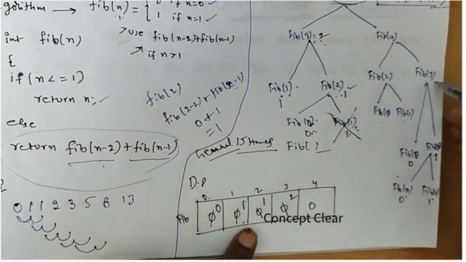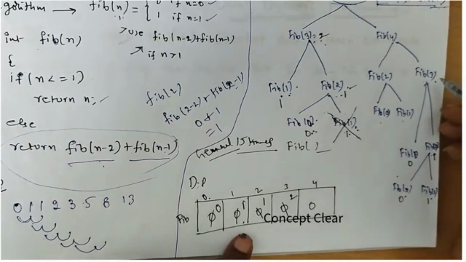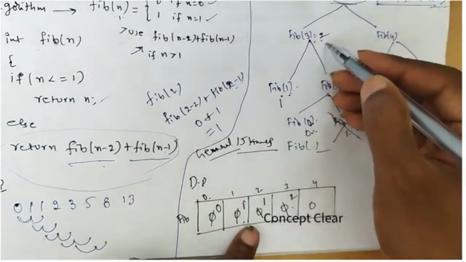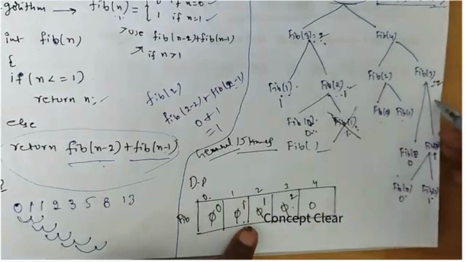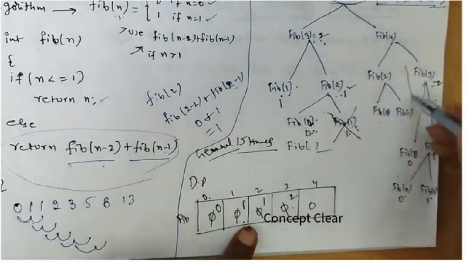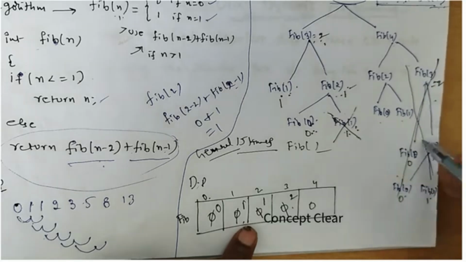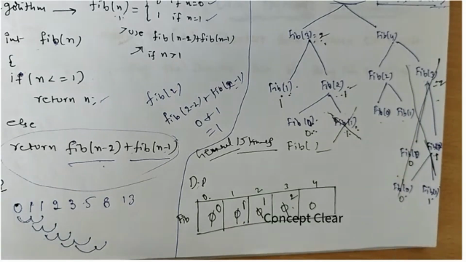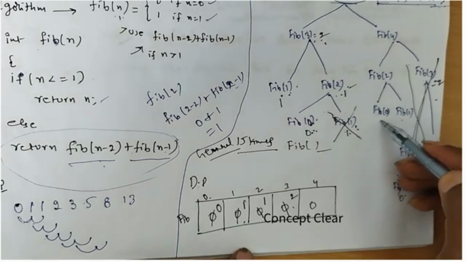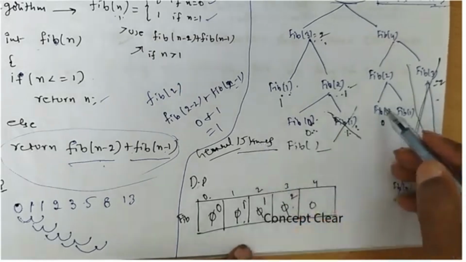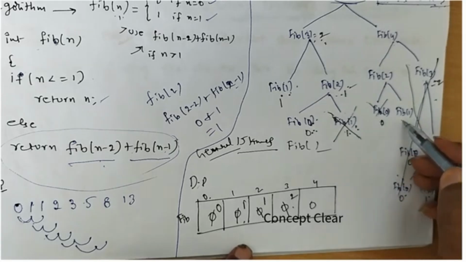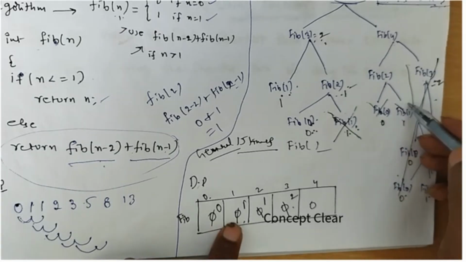And what about fib of 3? Again this fib of 3 has a value equal to 2, but we already called fib of 3 previously, so no need to call this part. This entire part will not be called a second time. And what about fib of 0? Again we called this 0 previously, so it is also not called. Fib of 1 value is 1, so it is also not called.